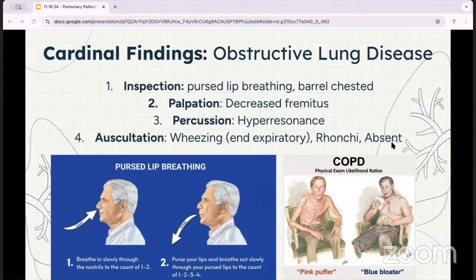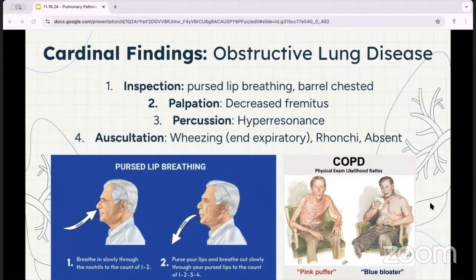And finally, when you listen with a stethoscope during auscultation, you might hear abnormal breath sounds, including wheezing, like I said before, the high-pitched musical sound, especially at the end of expiration; rhonchi, like a snoring or gurgling sound caused by mucus trapped in the larger airways; and also perhaps absent breath sounds, because in severe cases, areas of the lung might not transmit any sound at all, like in pneumothorax or severe airway obstruction.